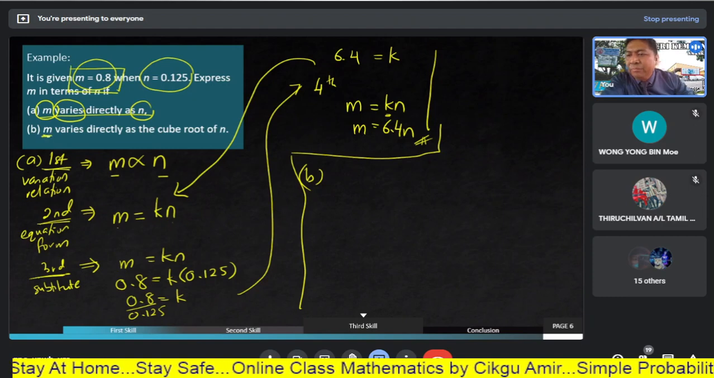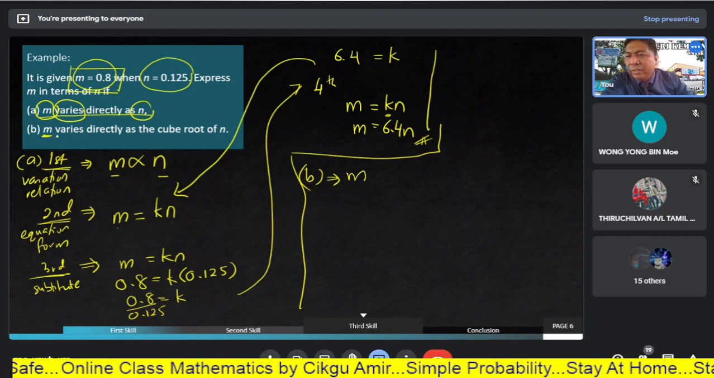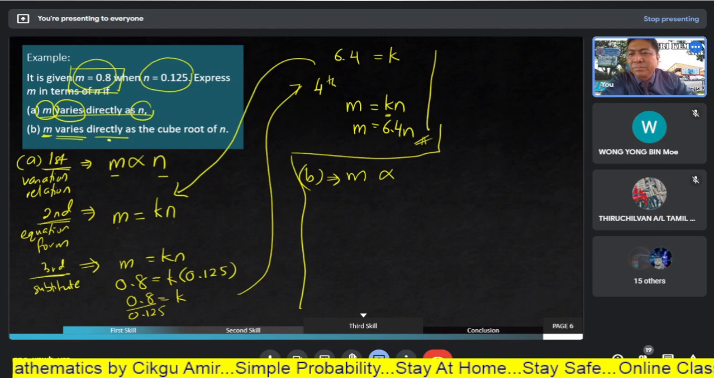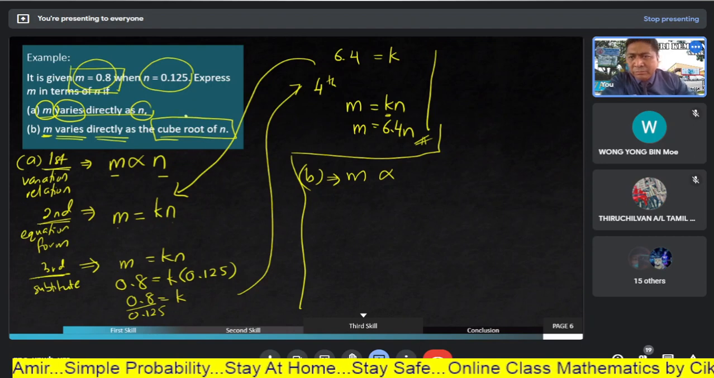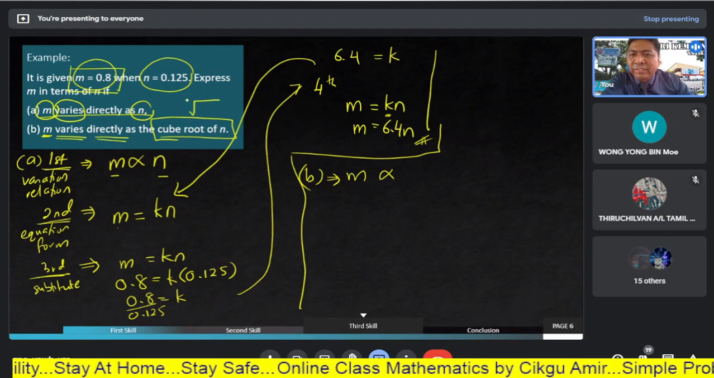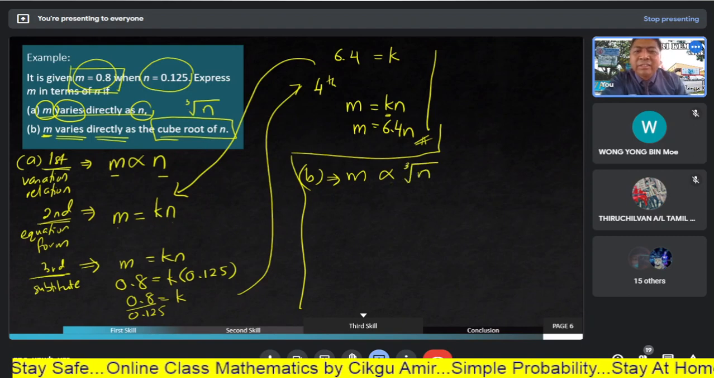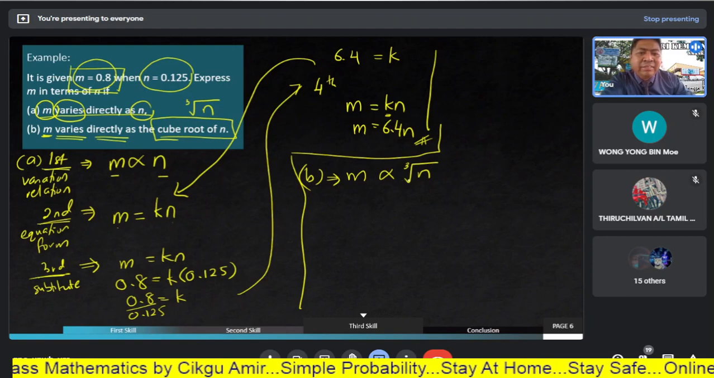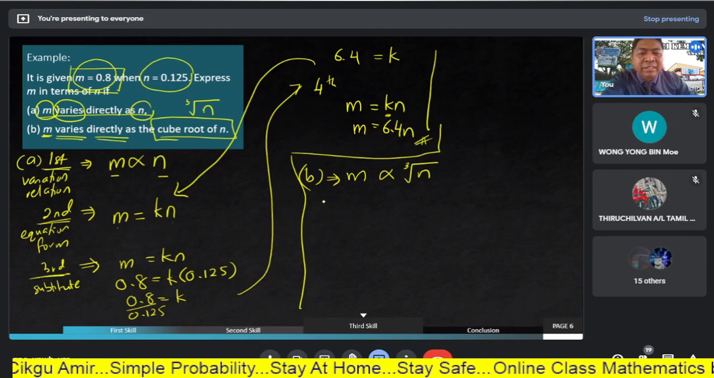B. We put M. Ini first step lah. M, variation. The symbol of variation. Directly as the cube root of N. Apa cube root of N? Ini adalah punca kuasa 3 N. So I put here cube root of N. First step: M varies directly as the cube root of n. This is the first step. Next step.